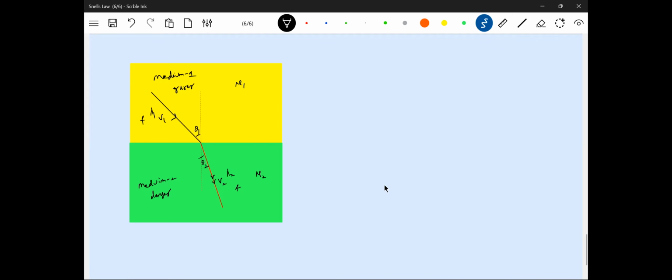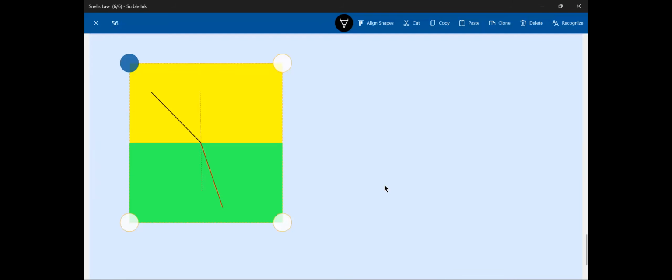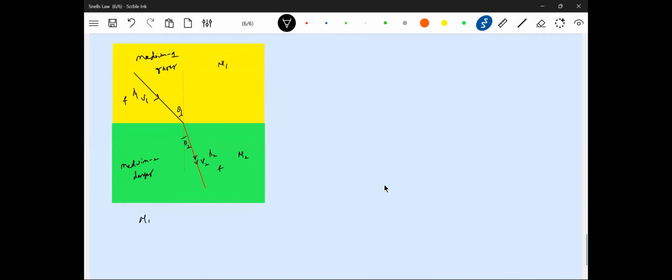Then what is the basic Snell's law? Snell's law says mu 1 sine theta 1 equal to mu 2 sine theta 2. As medium 2 is denser, mu 2 is greater than mu 1. What do you expect? Theta 2 should be less than theta 1. So this will become the angle of incidence, this will be the angle of refraction. This vertical line will become the normal. And this will be called the boundary or interface between the two mediums.